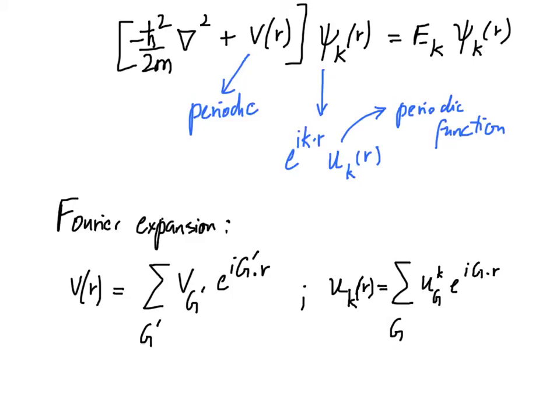So V of r is written as a Fourier series, with the V G prime being the Fourier coefficients, and likewise our u k of r is also written as a Fourier series, and u k G are the Fourier coefficients. So we are going to take these two sums and stick them into our Schrodinger's equation, and we're going to proceed from there. So that's the basic idea.